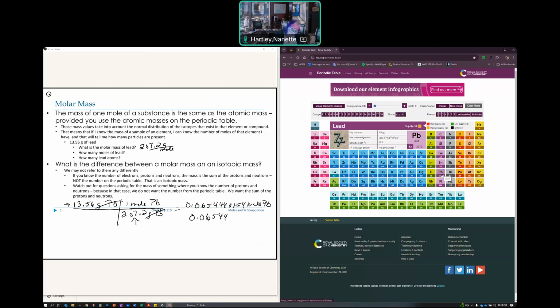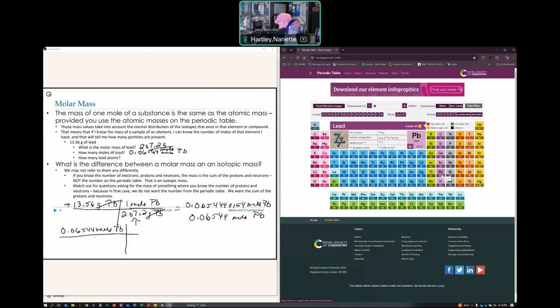0.06544 moles of Pb is what I have. So 0.06544 moles of Pb. Now, how many atoms is that? Well, that's an interesting question. Now I know how many moles I have: 0.06544 moles of Pb.